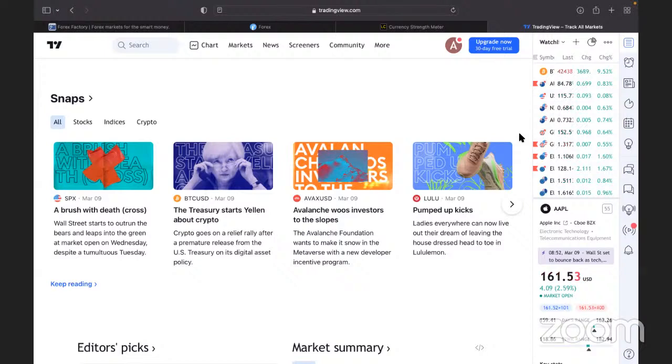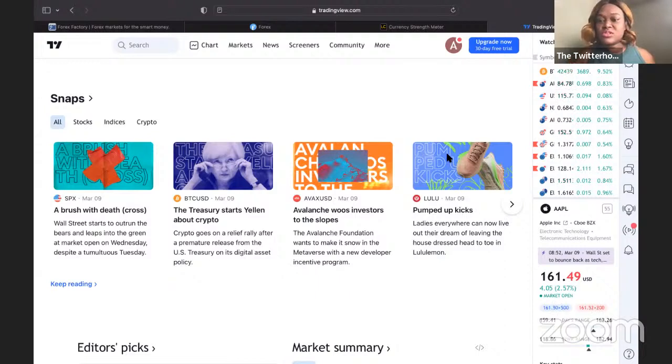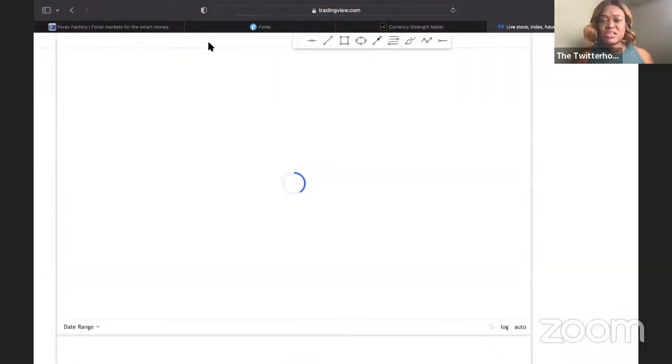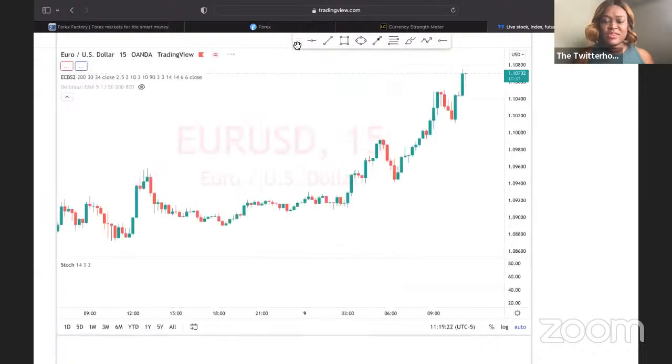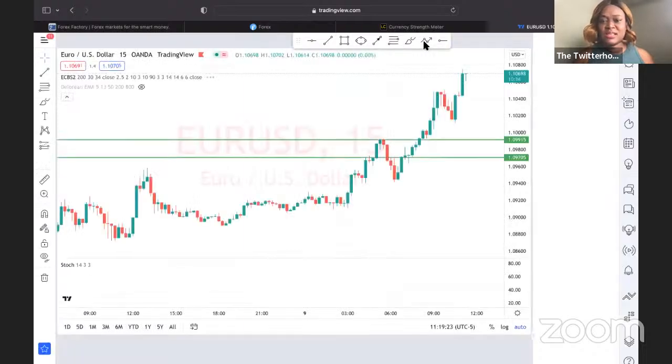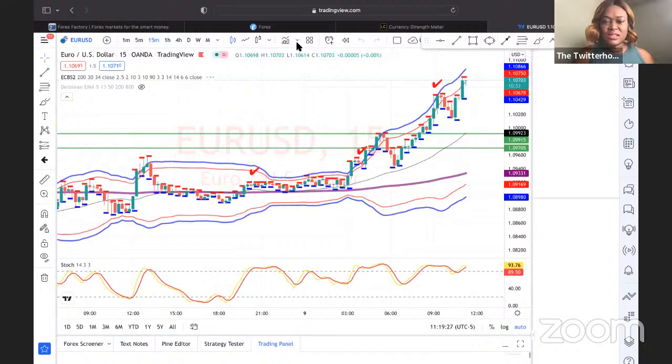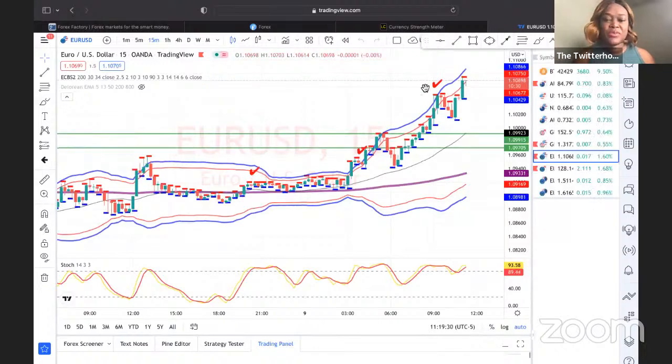So let's see here. Okay. All right. So to create a TradingView account, once you have a Google account, Gmail, you can use your Google credentials to log in, okay? So if you need to learn how to use TradingView, I have a video that can teach you how to do that. Let's move over. Okay, perfect.